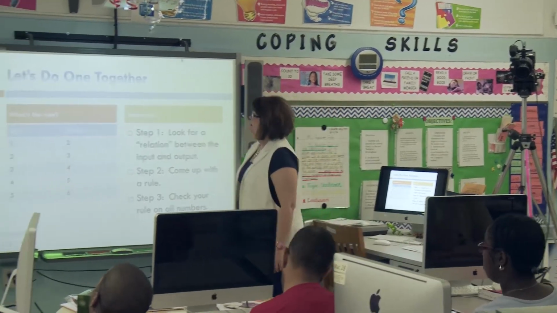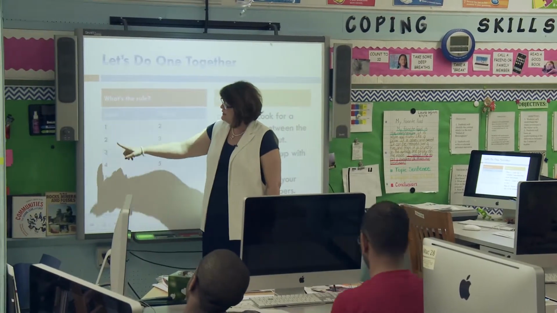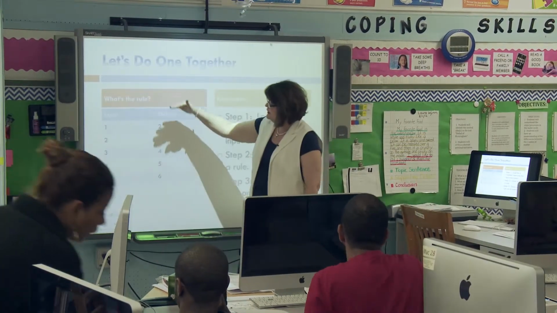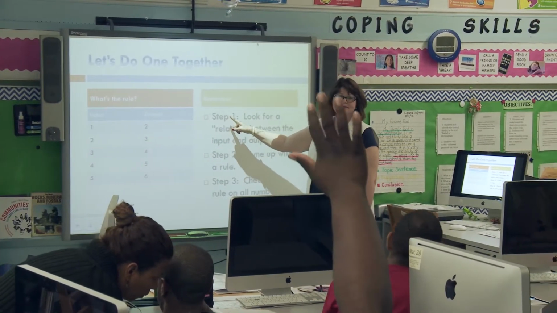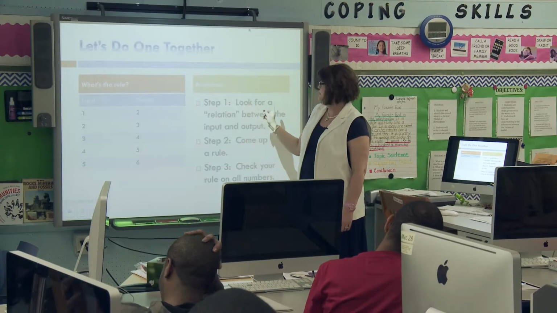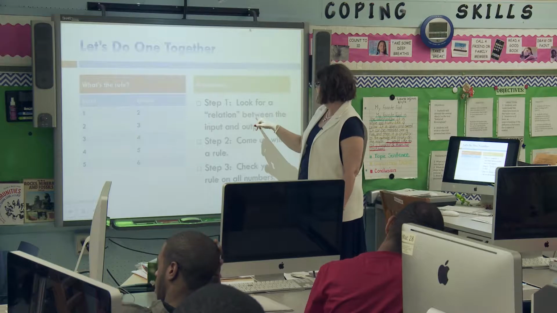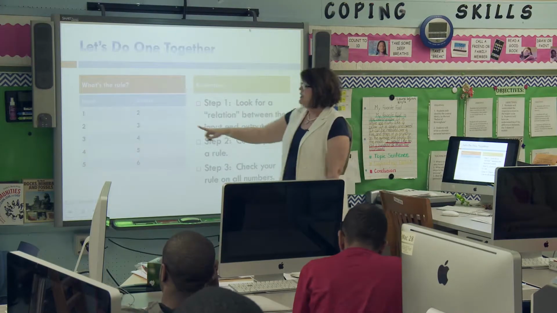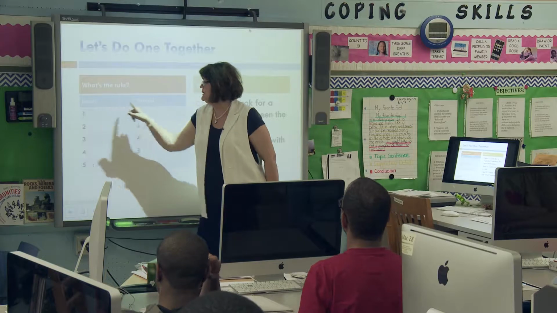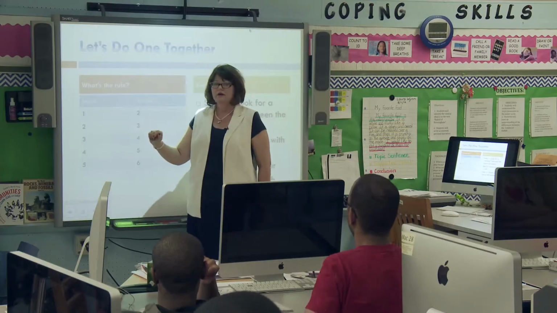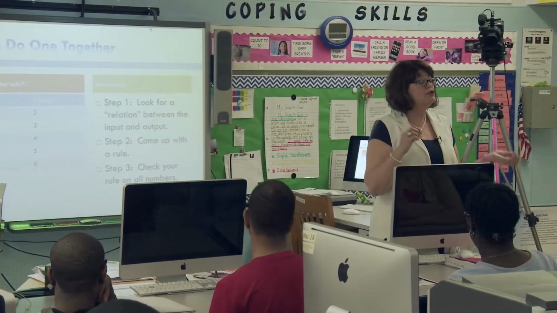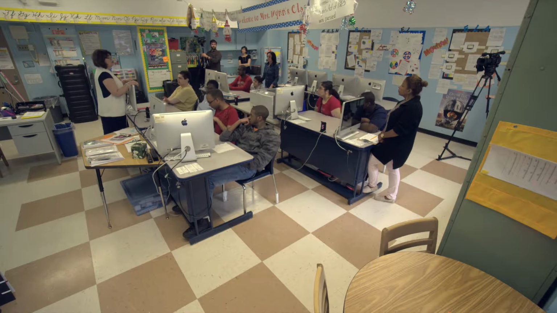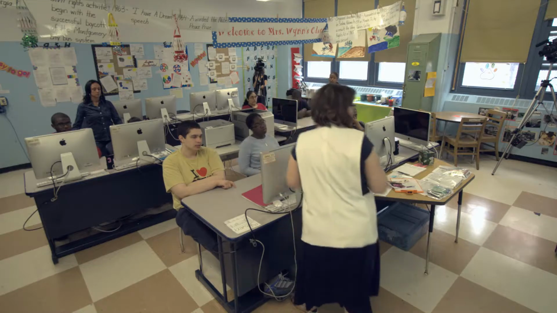So let's do one together. Here's my input: 1, 2, 3, 4, 5. Here's my output: 2, 3, 4, 5, 6. What's the first step? Look for a relation between the input and output. Is it getting bigger or are they getting smaller? It's getting bigger. So what do I do if my numbers are increasing? If my numbers are increasing, I'm going to either multiply or add.